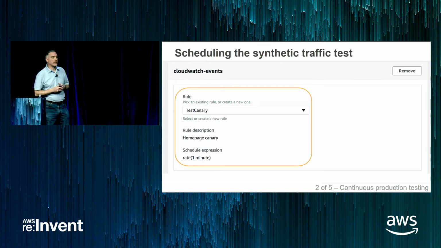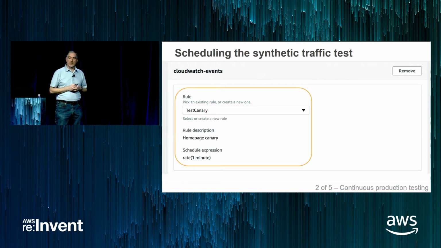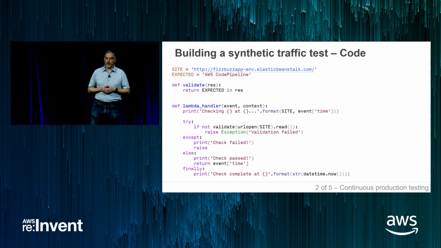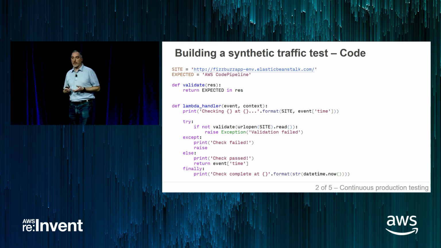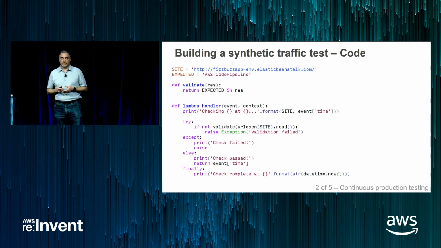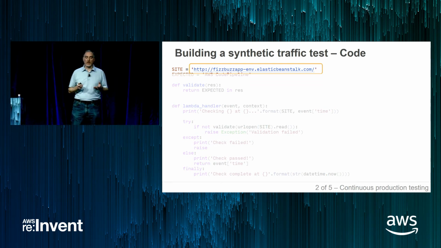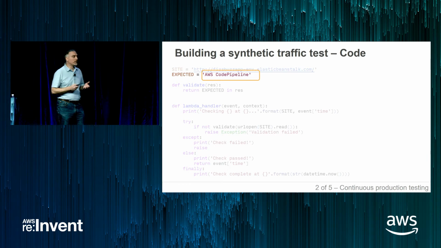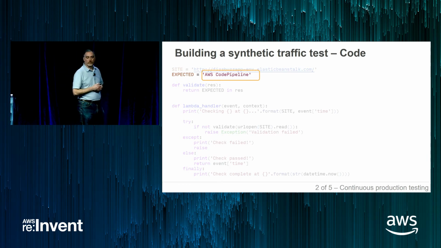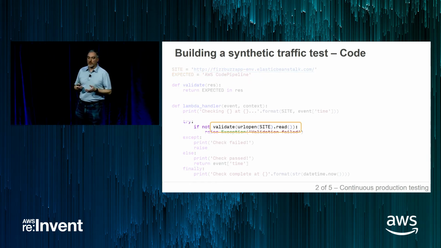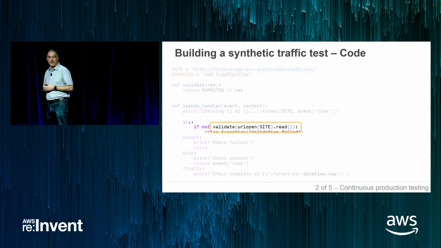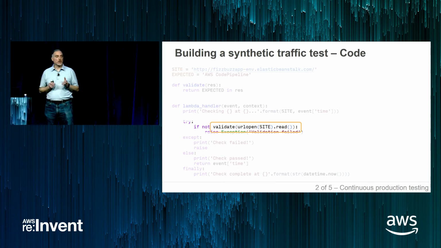Now, during the blueprint configuration, you can also select to invoke the Lambda function on a schedule with a CloudWatch event. Now, here's the Python code that's created by our Lambda blueprint. We're going to define the URL that we're going to test and the text that we're looking for, AWS CodePipeline. The URL open method does the actual work of making the request to our site, and then the validate method looks for the text on the page.